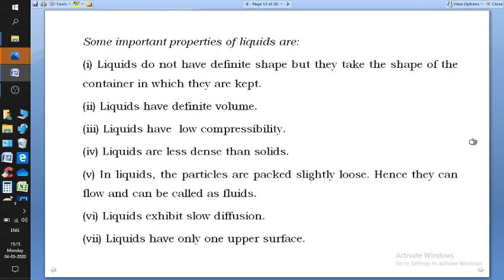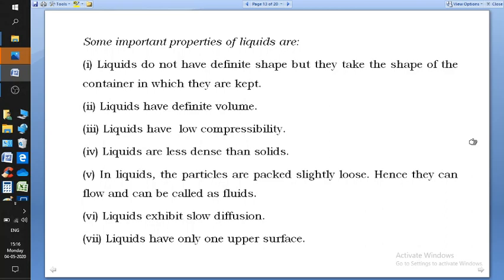Liquids are less dense than solids. The density, the thickness of liquid when you compare it to a solid, is less. So therefore we say liquids are less dense than solids. In liquid, the particles are packed slightly loose, hence they can flow and are called fluids. Because they have the capability to flow, liquids are known as fluids. And they flow because they are packed slightly loose. They are not so tight. They don't sit tightly with each other, these particles. So therefore they have the tendency to flow.